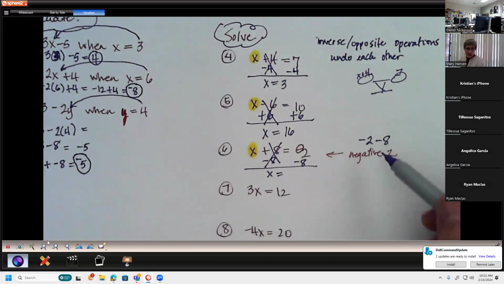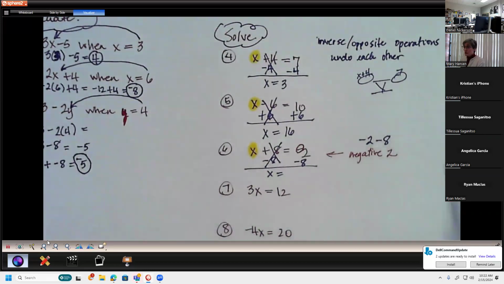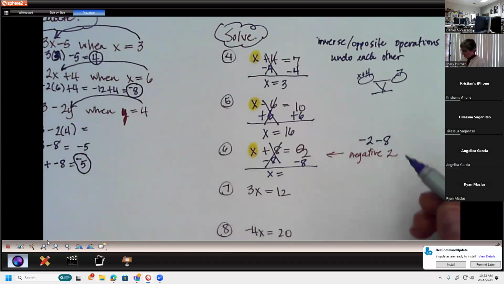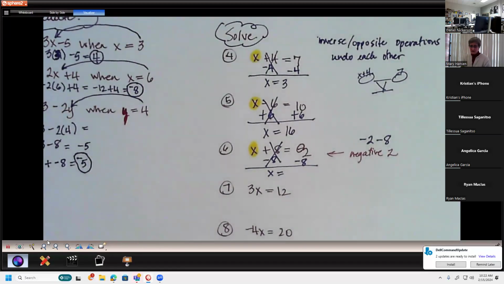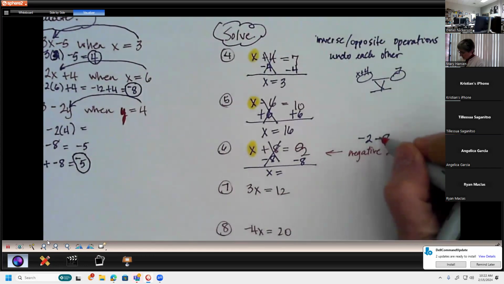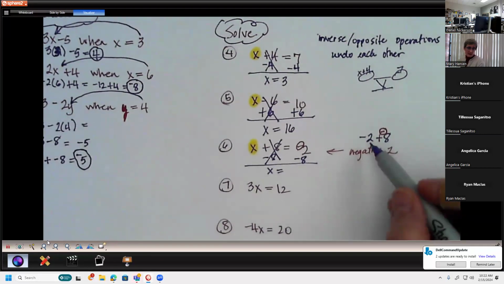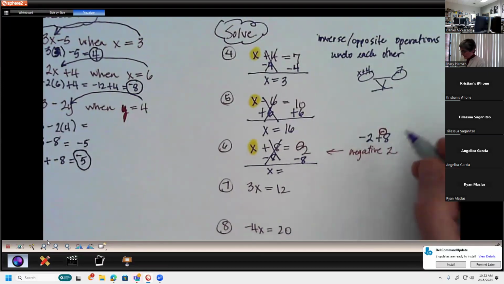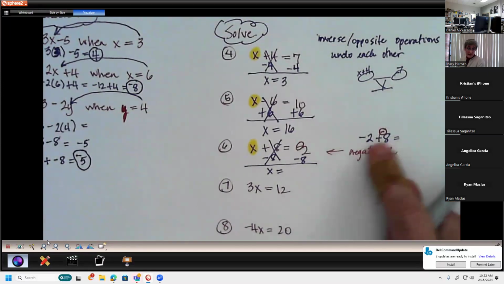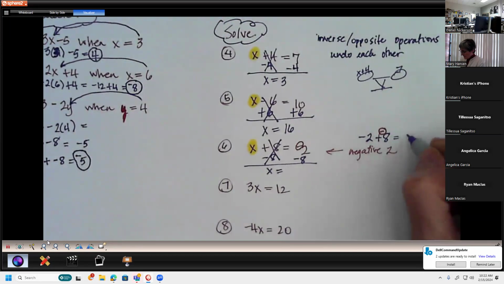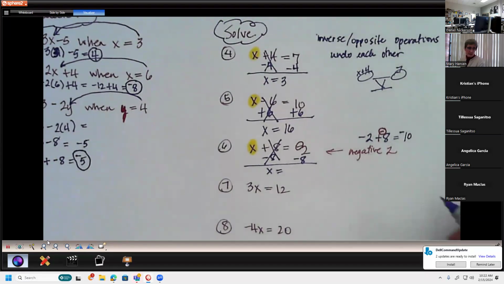Remember, when we're subtracting and we've got lots of negatives, it's harder to visualize how to do that problem. And so your best bet, if you're struggling with that, is change subtraction to addition and change the sign of the second number. If it's positive, it becomes negative. If it's negative, it becomes positive. Negative 2 plus negative 8. When we're adding, if the signs are the same, we add and keep the same sign.